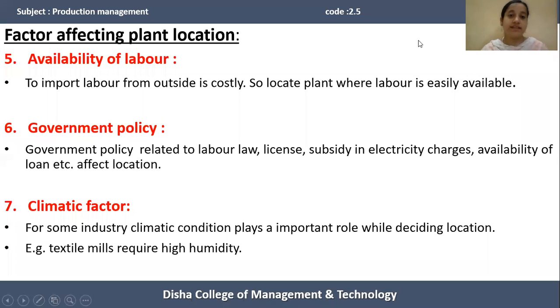The next factor the industrialist has to consider while deciding the plant location is government policy. They have to consider the various rules and regulations of government. So rules and regulations related to what? Rules and regulations of government related to labor law, license, subsidy in electricity charges, availability of loan, etc.